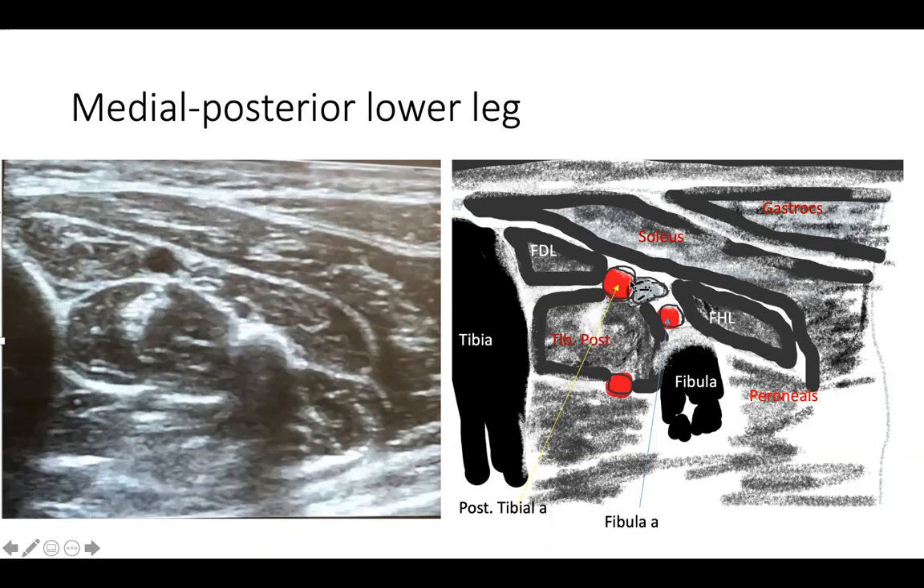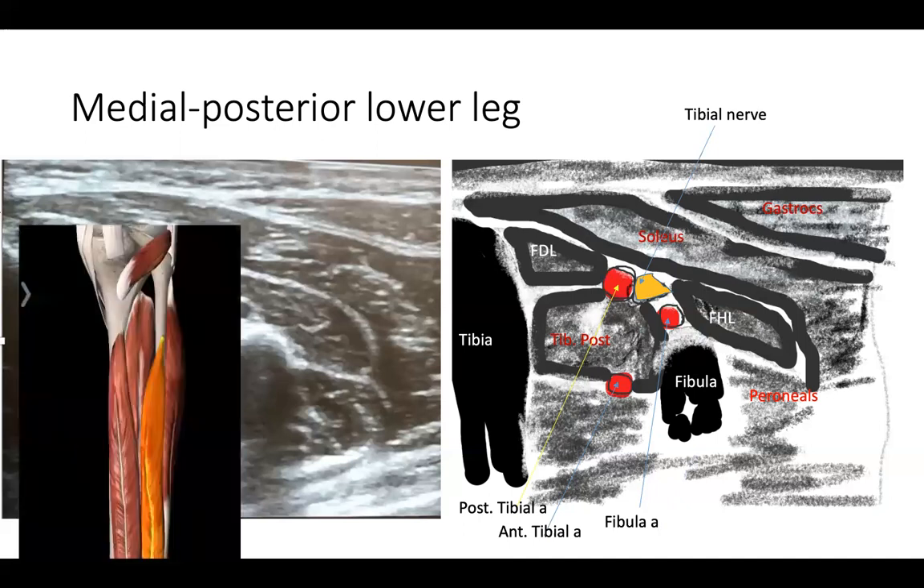These two arteries originate from the popliteal artery. If you scan up, they will merge to become the popliteal artery in the proximal part. And then this is the anterior tibial artery, and this is the anterior tibialis muscle. Next to the posterior tibial artery is the tibial nerve. I hope that you thoroughly understood these findings.